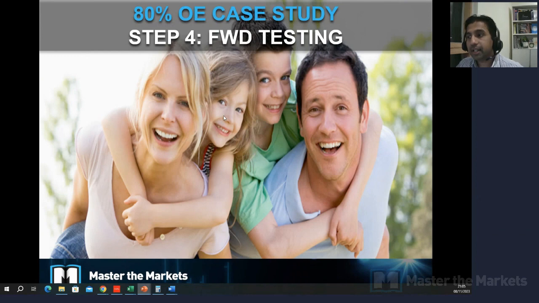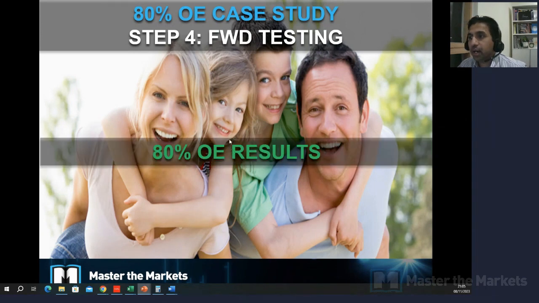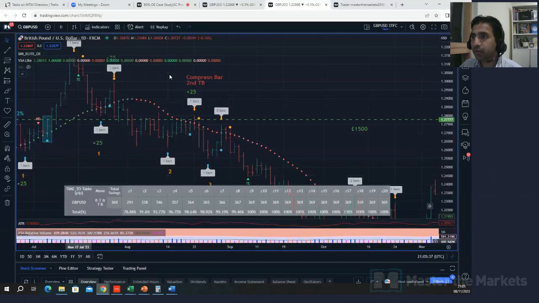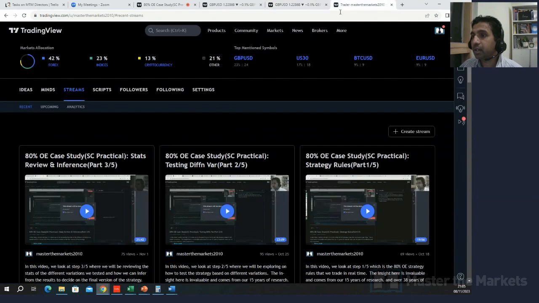Now the next thing is looking at the results. Let me show you our results, as you have seen already. Over here, let me come on to 2022. You can see each of the tabs over here is for one strategy. The 80% OE was the one I was showing you, in terms of the charts in our previous parts, parts 3, 2, and 1. What we were looking at was that 80% OE strategy and how it performed in real time.